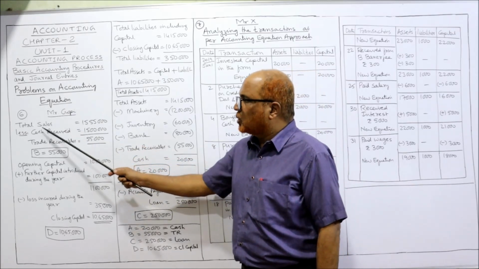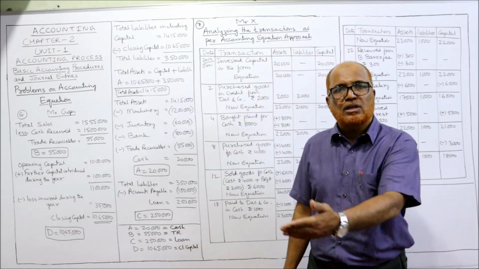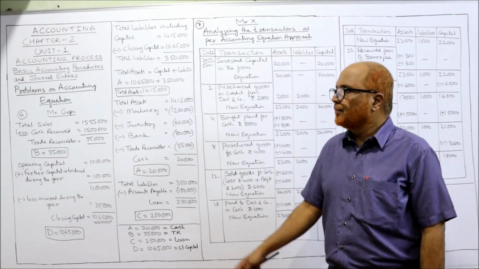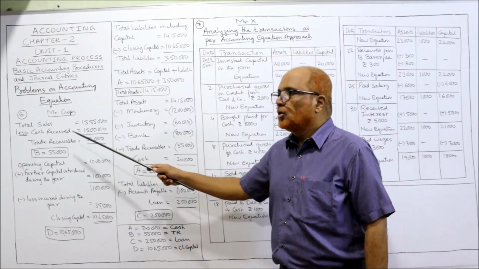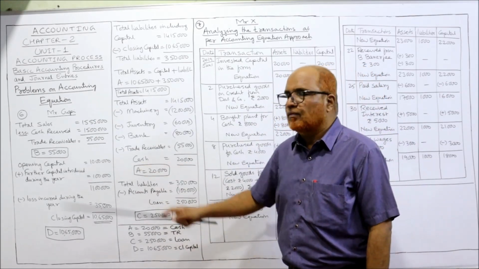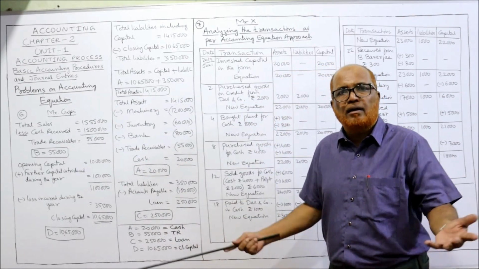Now Mr. Gopi, total sales are 15 lakh 55,000 given in the last line. From that deduct cash received. The cash received is 15 lakh. So trade receivable is 55,000. B answer we got 55,000. What is B? Trade receivable.